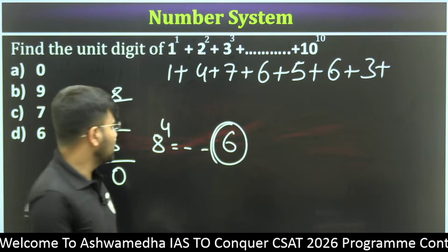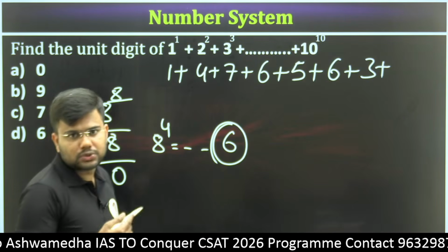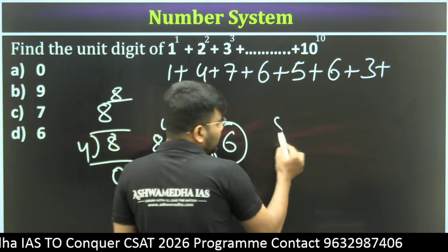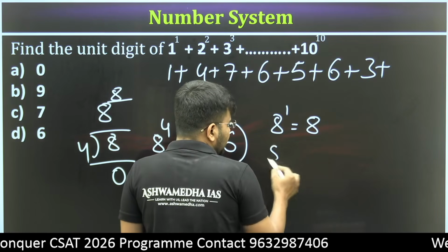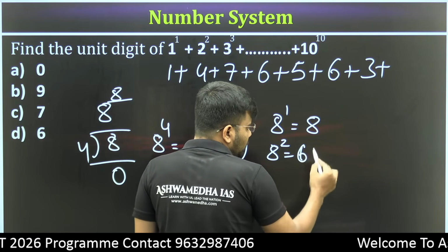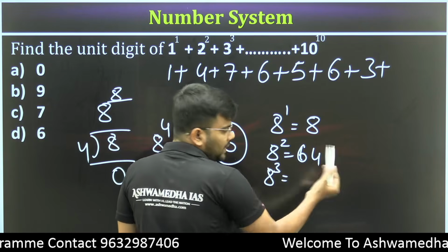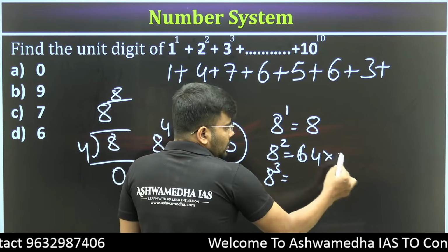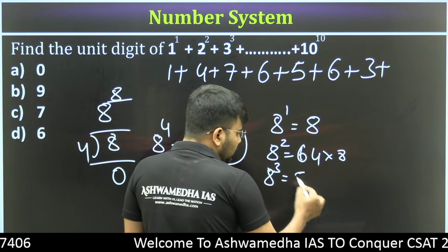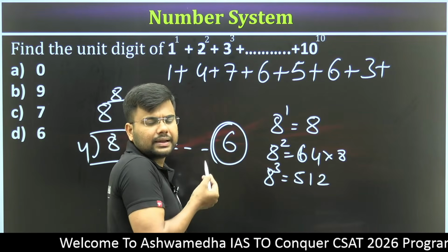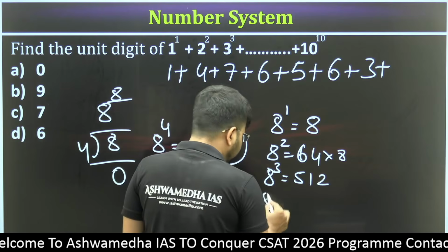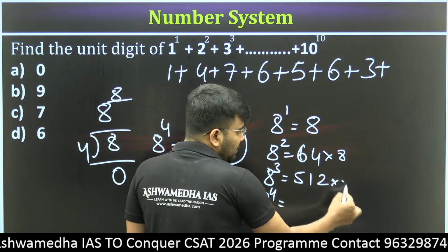Remember those numbers, or you can easily find out those numbers also. How to find out the numbers? Look here. 8 power 1 is 8. 8 square is 64. For 8 to the power of 3, you multiply again by 8. 8 4s are 32, that is 512. No need to multiply the entire number, just find the unit digit. Now if it is 8 power 4, you multiply again by 8.